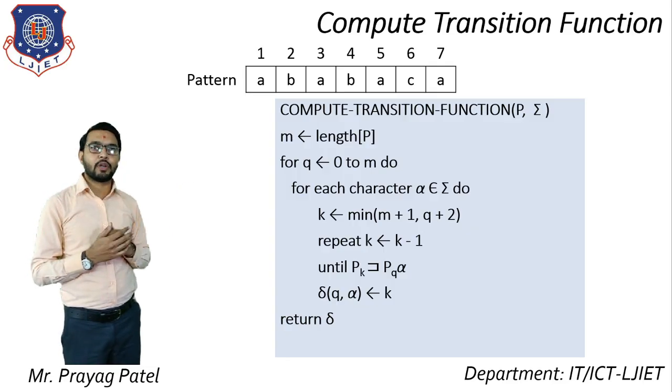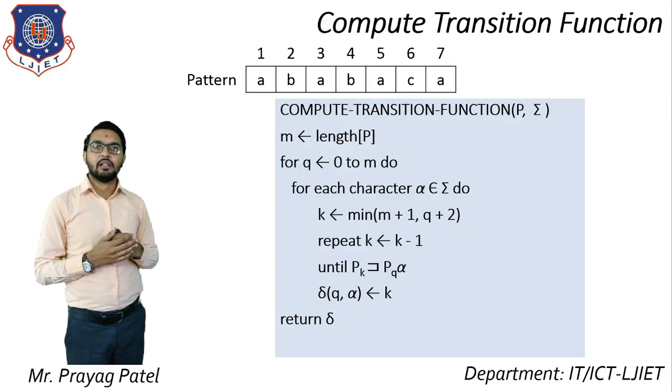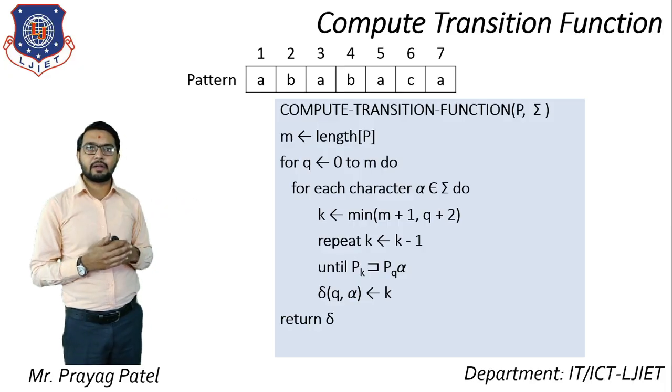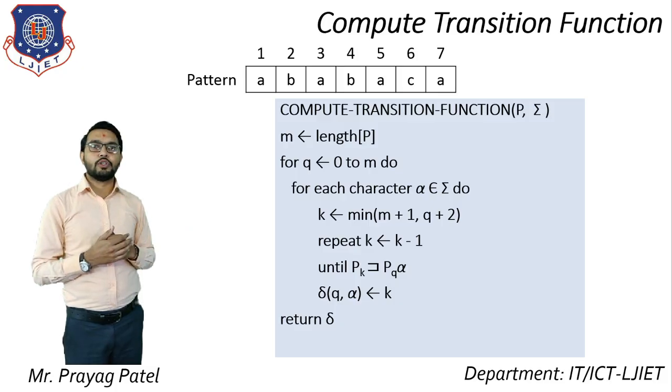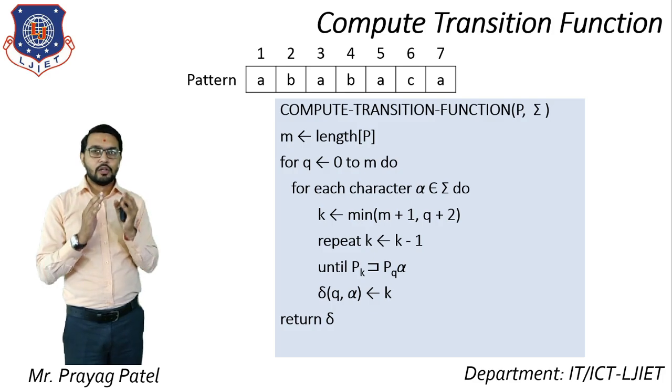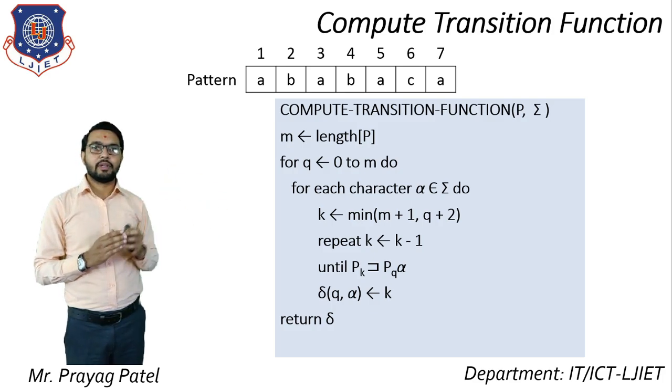Now consider compute transition function P, sigma. Here m equal to the length of P, where P is considered as the pattern. So m means the length of your pattern. For q equal to 0 to m, q is considered as your node. So the nodes start from node number 0 and end with node number m. In this example, consider the number of nodes as node number 0 to node number 7.